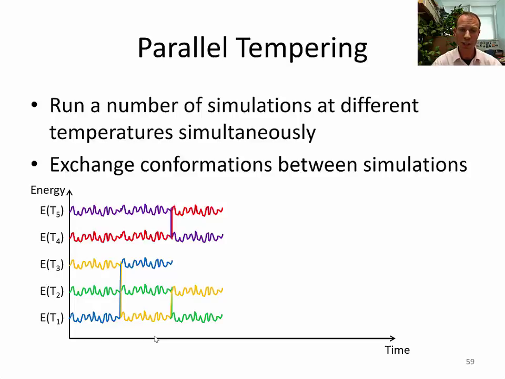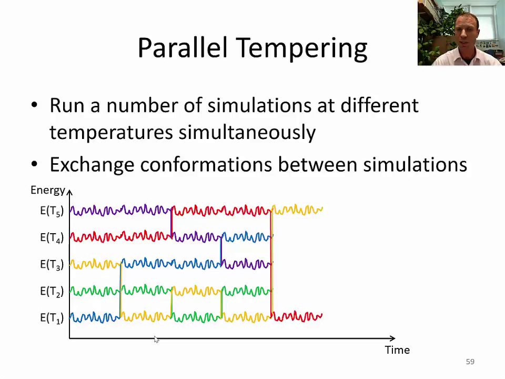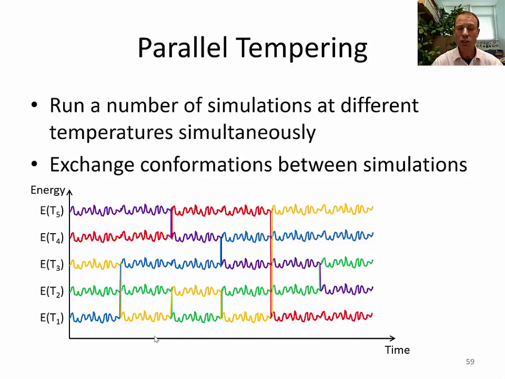Here we've swapped green and yellow, and we've swapped the red and purple. And the middle simulation just continues on. We can just keep doing this, swapping conformations and continuing the simulations. And we just keep going. Ultimately then we can calculate thermodynamic properties for whatever the temperature of interest is, normally the lowest temperature here.